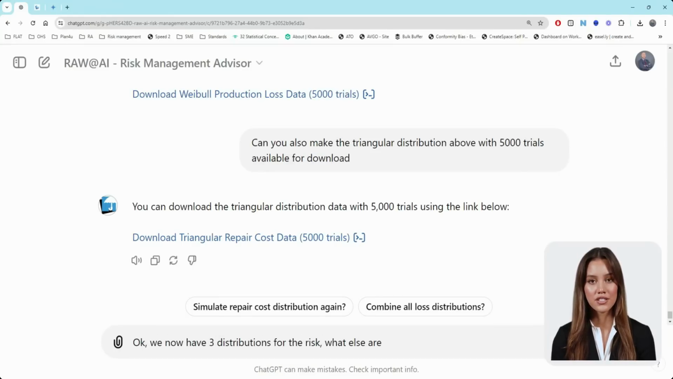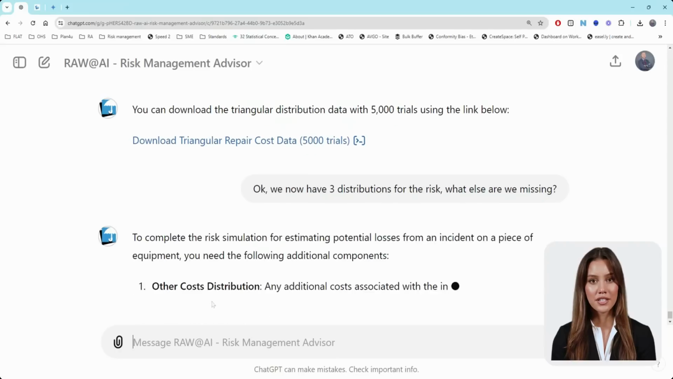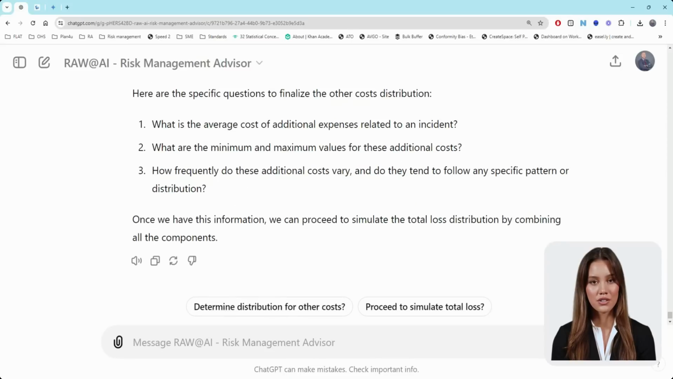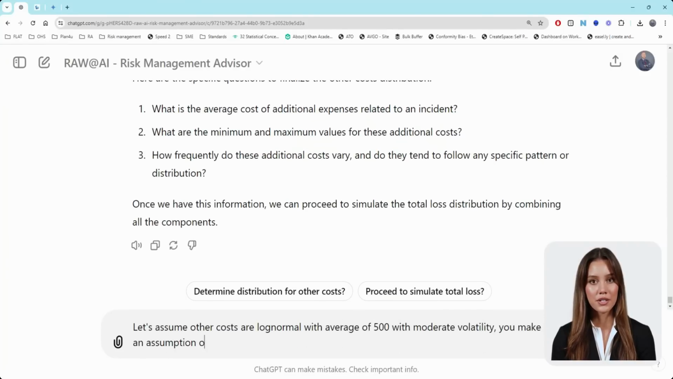We need the other cost distribution, and then we need to aggregate them together. Okay. So let's assume other costs are log normal with average of 500 with moderate volatility. You make an assumption of what moderate is. Do 5,000 trials, graphically show and make available for download.